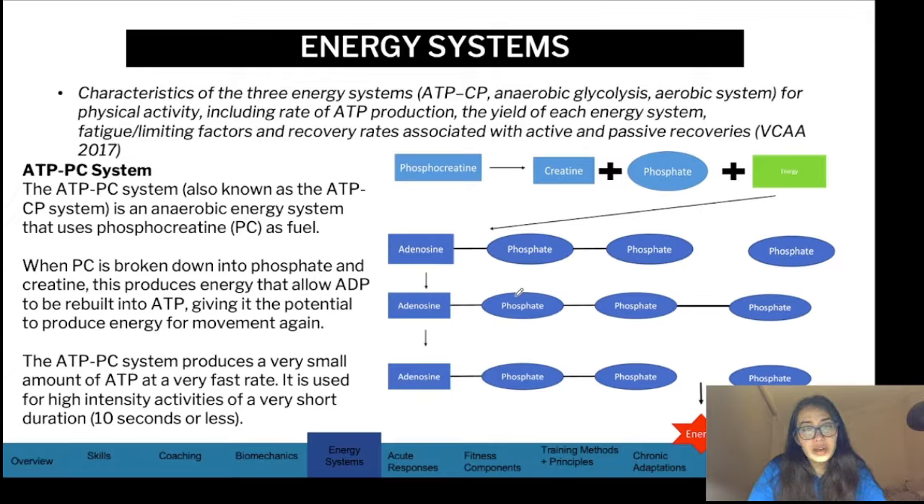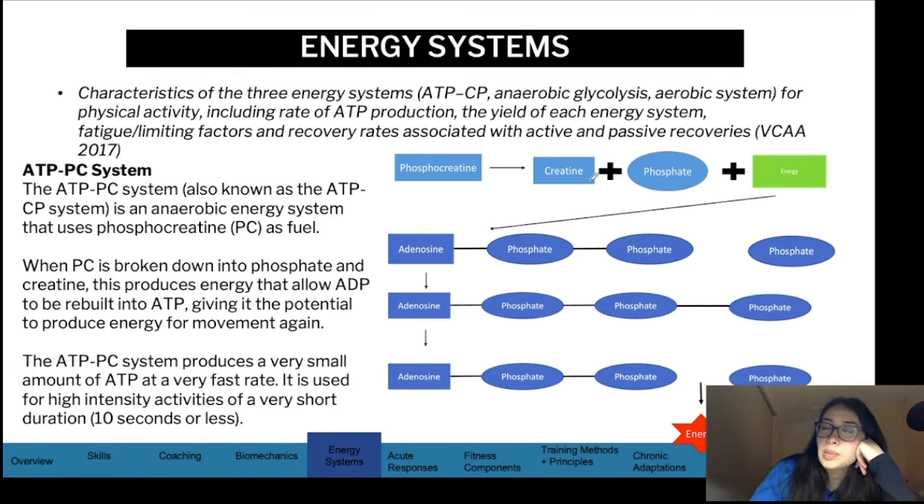When this phosphocreatine is broken down to phosphate and creatine, this produces energy that allows ADP to be rebuilt into ATP, giving it the potential to produce energy for movement again. So you can see we've got phosphocreatine, we break it down to phosphate and creatine, and we release some energy as well, because breaking bonds releases energy. That's why people call it creatine phosphate, because it's made of creatine and phosphate.